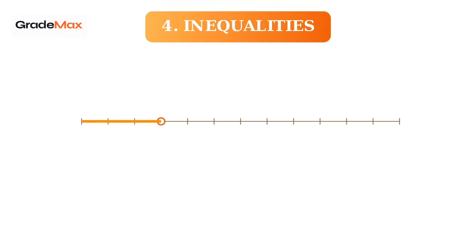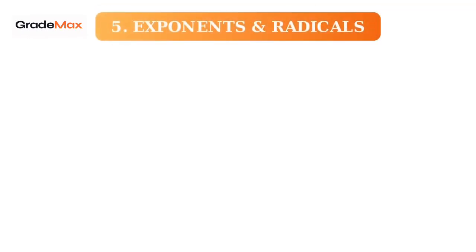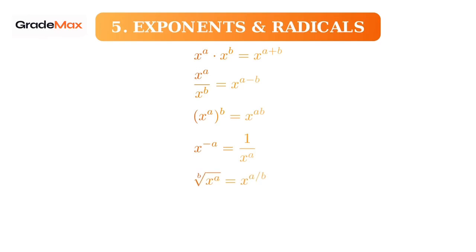Inequalities are represented on number lines as follows. So our line starts from negative 3 and goes all the way to negative infinity. Now let's move on to the next section, which is exponents and radicals. Here are the important equations that fall under this section. x to the power a times x to the power b can also be written as x to the power a plus b. Similarly, we can interpret all the other equations.